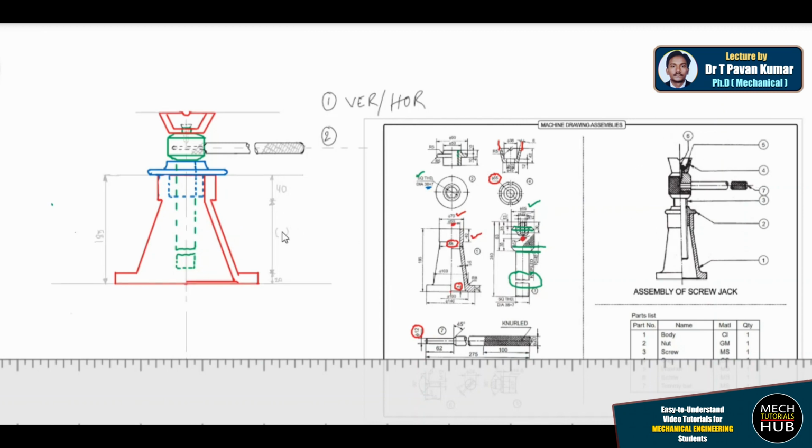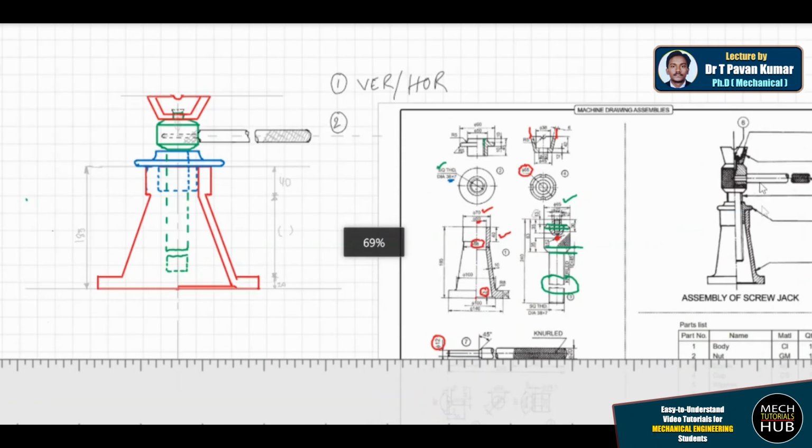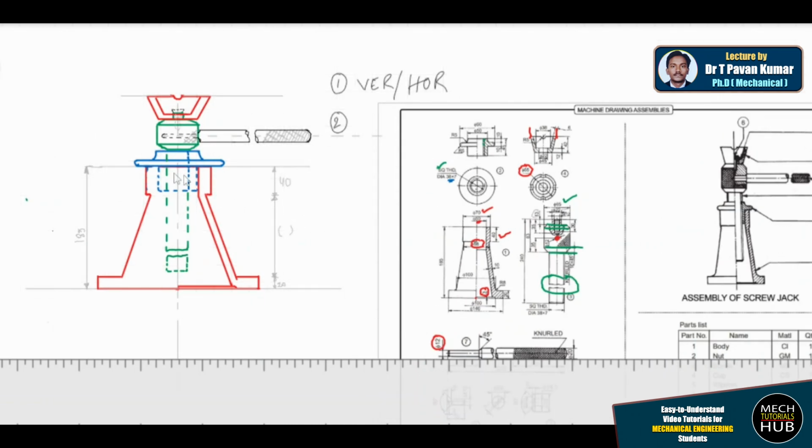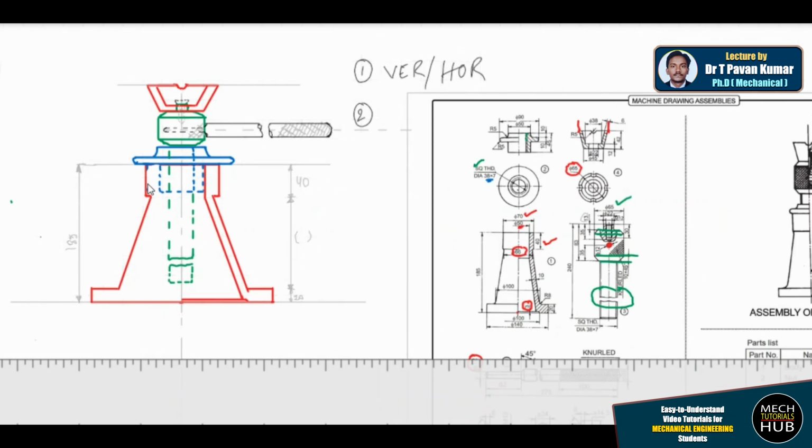Followed by that, what you need to do is give all these numbers 1, 2, 3, 4, 5, 6, 7, whatever numbers are given in the part list, and place the same. Other than this, they have not given any dimensions, but you are supposed to give at least the major dimensions. Major in the sense that 90% of the dimensions you are supposed to mention.